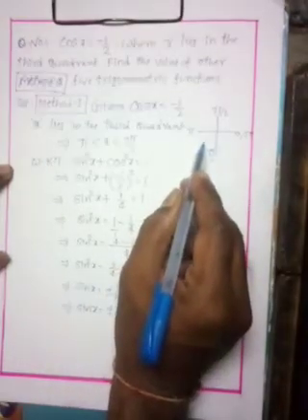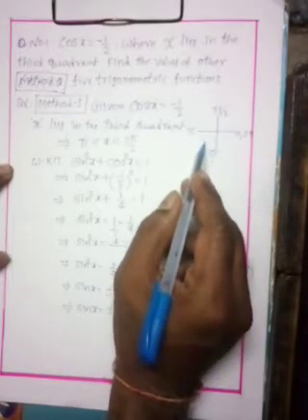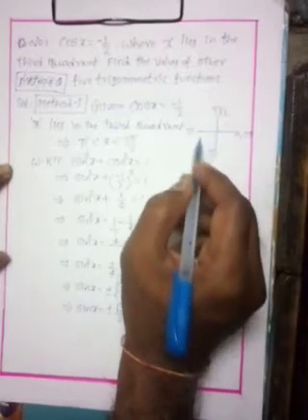Now come to this point where x lies in a quadrant. Which quadrant? Third quadrant. So in the third quadrant, which trigonometric ratios are positive? Tan and cot only are positive in the third quadrant.